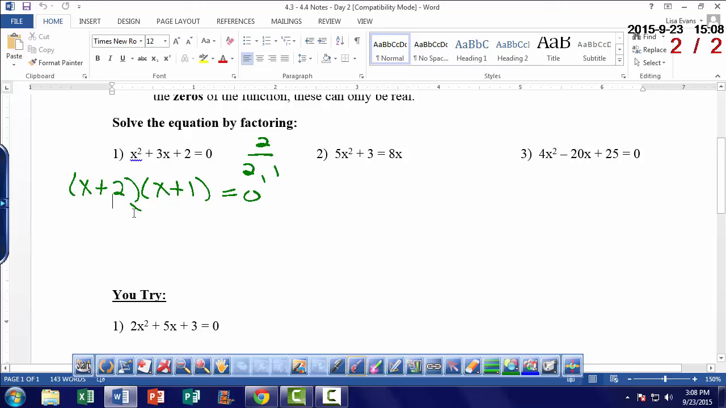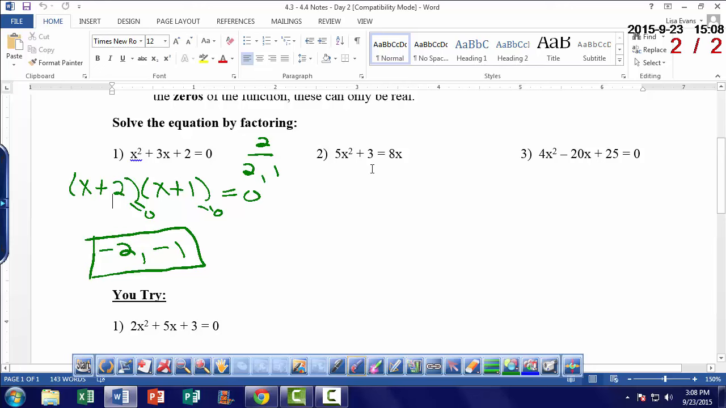And then we are going to set each parenthesis equal to 0. You can go ahead and write these separately, but I can see if I just subtract 2 from both sides, I'm going to get negative 2. If I subtract 1 from both sides, I'm going to get negative 1. So the solutions to this quadratic equation are negative 2 and negative 1.